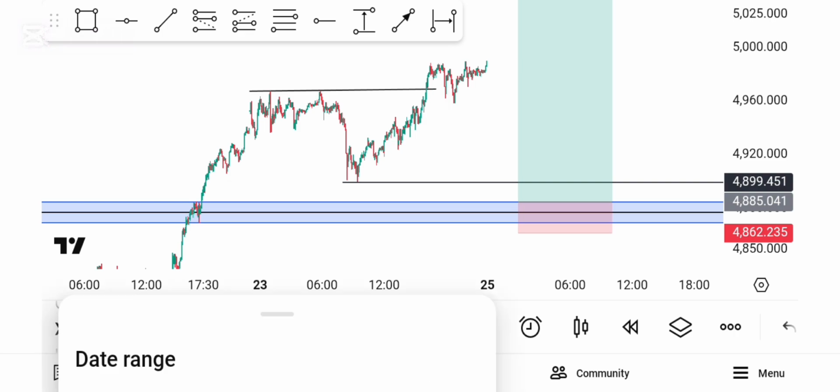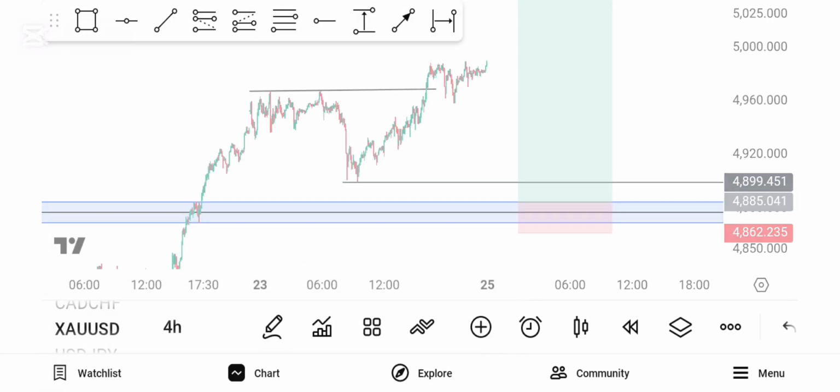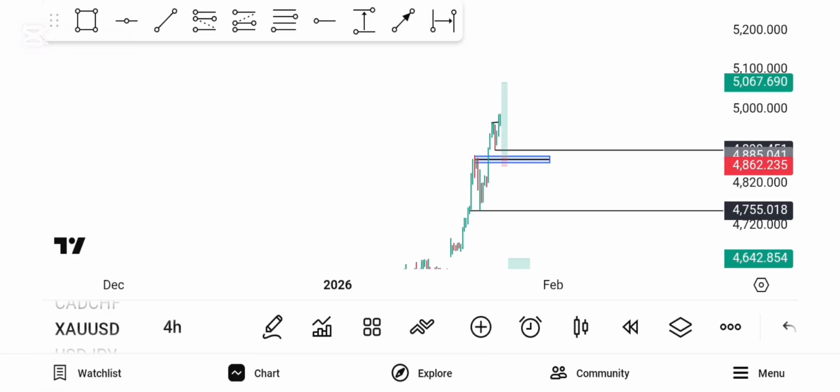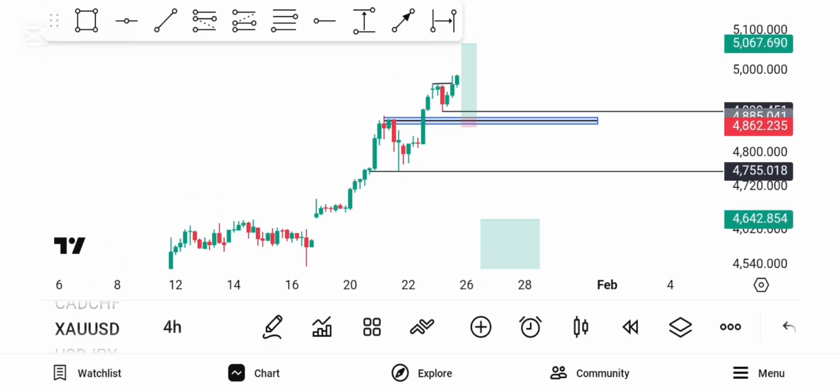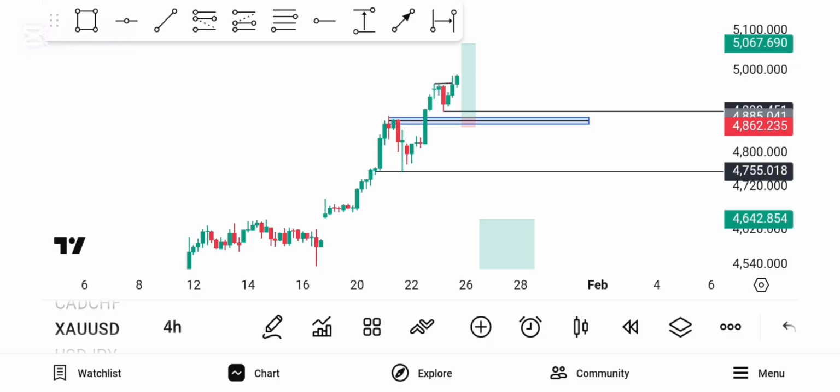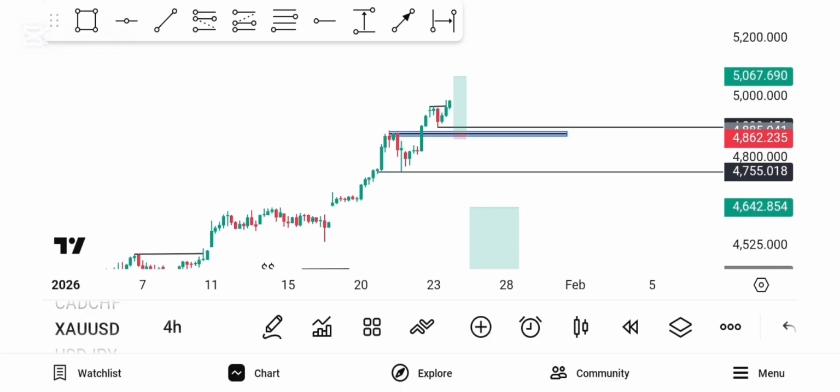So let's go back to the 4-hour time frame. So this is the 4-hour time frame. I'm not going to set a TP on this. I will just leave it to come. Once it comes, and they give me confirmation from the lower time frame, then I will move in.